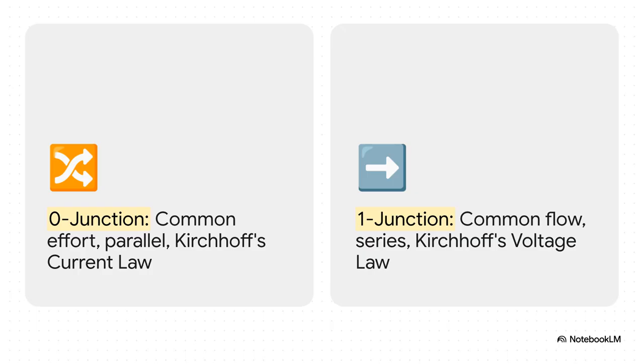And this brilliantly illustrates the beautiful symmetry in bond graph logic. The zero junction handles common effort in parallel systems governed by Kirchhoff's current law, while the one junction handles common flow in series systems governed by Kirchhoff's voltage law. They're basically a perfectly matched pair of traffic controllers, dictating the dual nature of energy distribution no matter what kind of physical system you're analyzing.